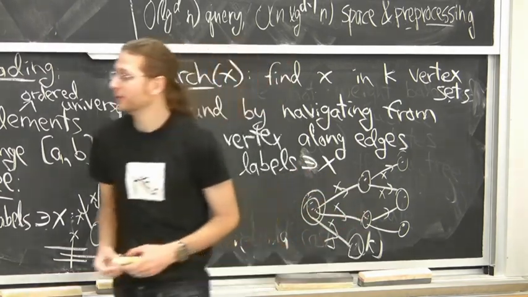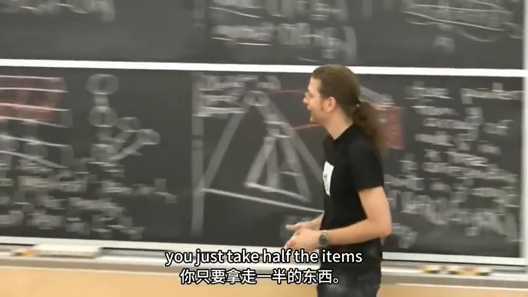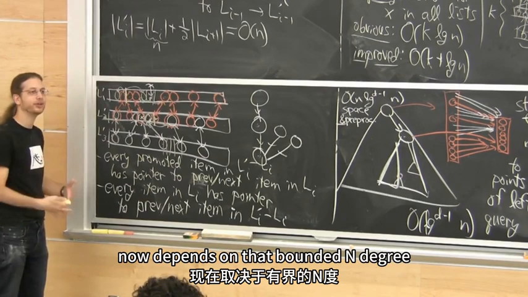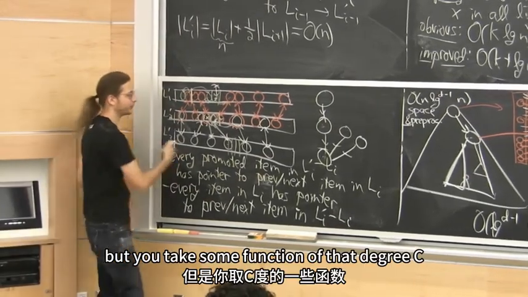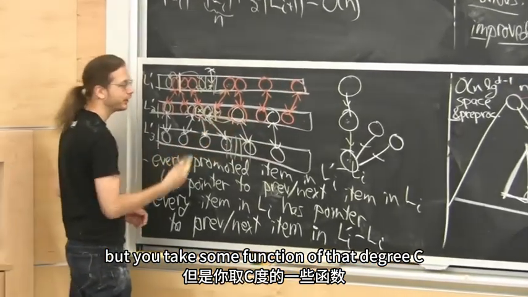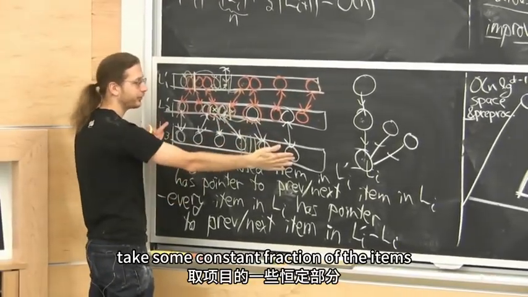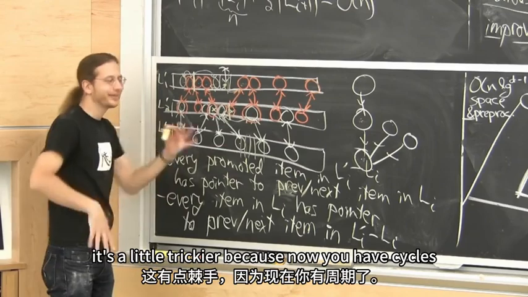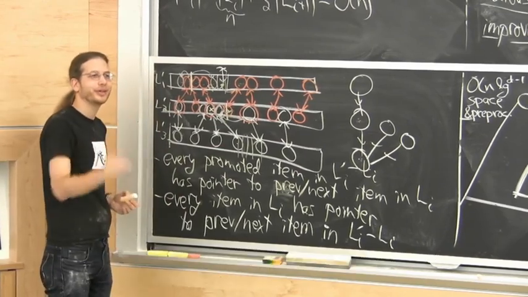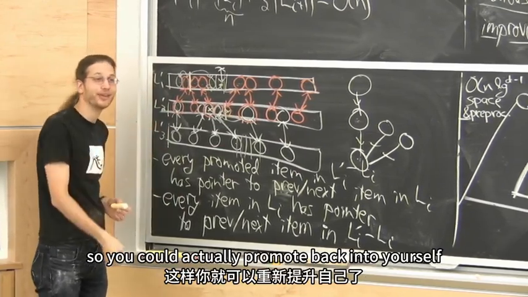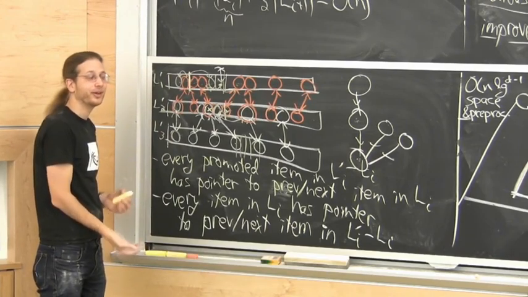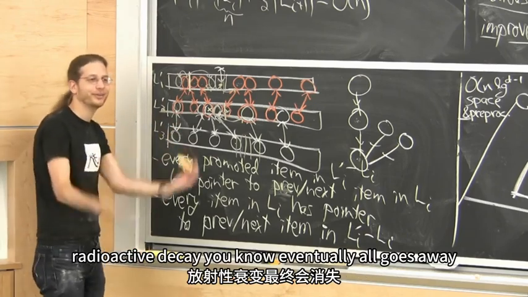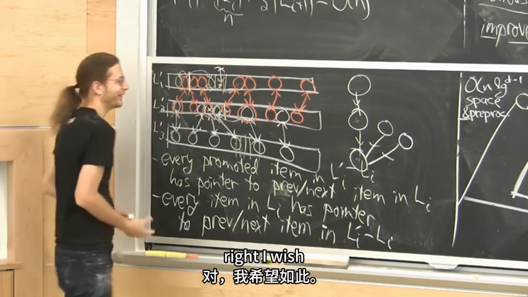How does it do that? With fractional cascading. You just take half the items. Half doesn't work anymore. It now depends on that bounded in degree. But you take some function of that degree c, take some constant fraction of the items, promote them to all the things, keep going. It's a little trickier because now you have cycles. So you could actually promote back into yourself eventually by chain reactions. But if you set the constant low enough, it's like radioactive decay. Eventually it all goes away, right?